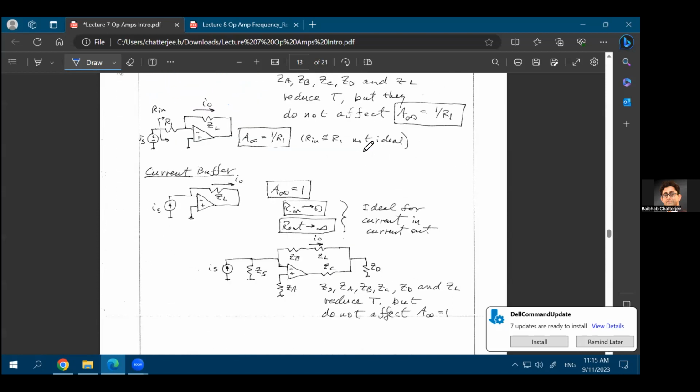All right. So similarly, you can also use it as a current buffer, where your input is a current, output is a current, and you want a current gain equal to 1. How do you do that? This is probably the easiest one out of the lot.